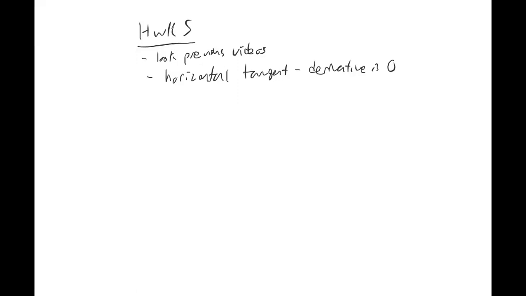Okay, so to answer homework 5, just know that horizontal tangent means derivative is 0. And if you have a graph, it's pretty much wherever your slope is 0. Think of it like the top of a hill, something like this, whenever your tangent line is horizontal. Or the bottom of a hill, if you like. It's whenever your slope is 0.